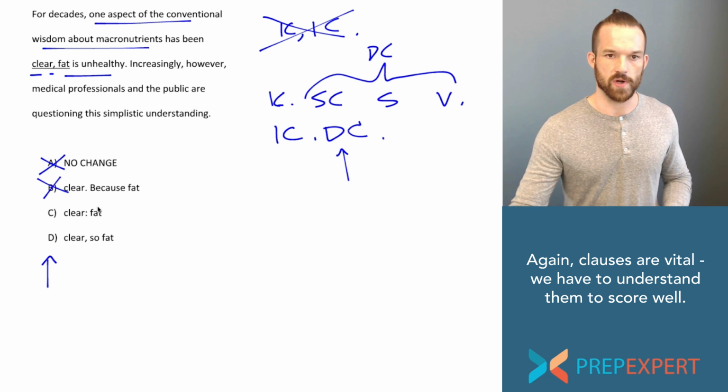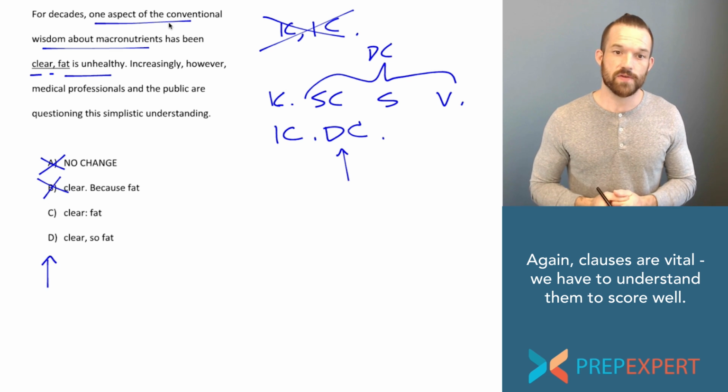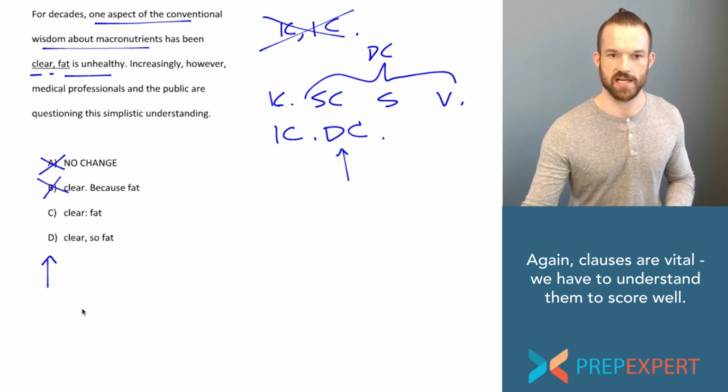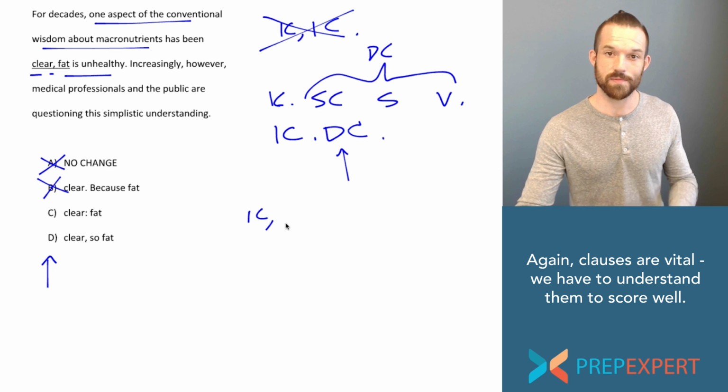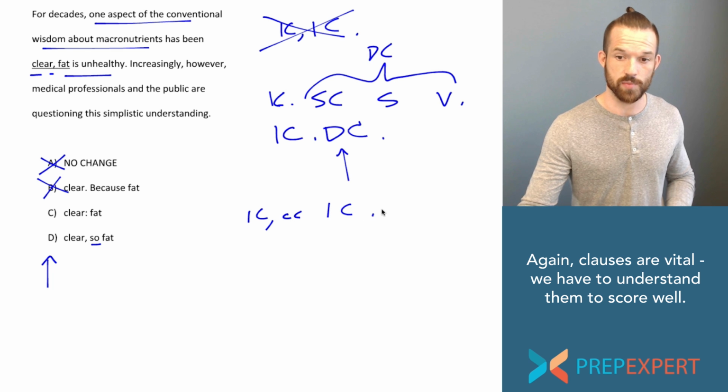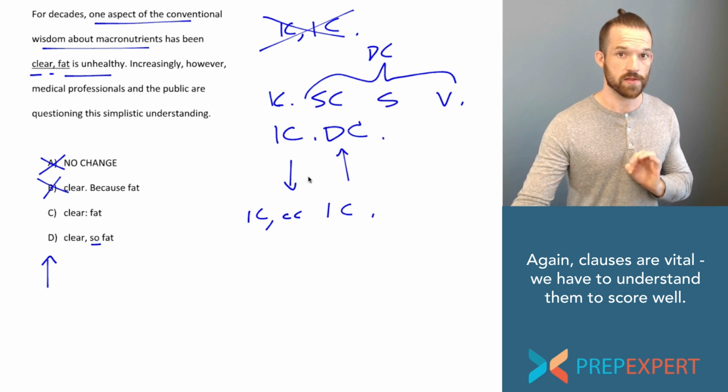What about D? Let's take a look at it real quick. For decades, one aspect of the conventional wisdom about macronutrients has been clear, comma, so fat is unhealthy. That actually is okay in terms of pure grammatical structure, because I have an independent clause, a comma, a coordinating conjunction, so, and then another independent clause. In terms of grammar structure, that's okay.